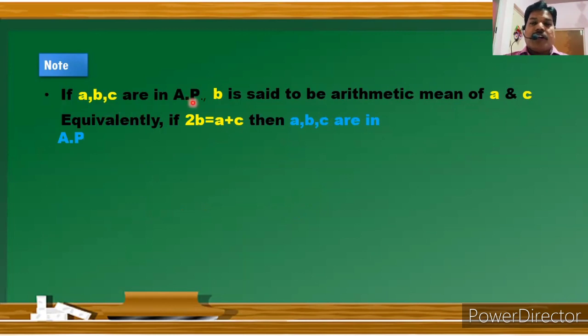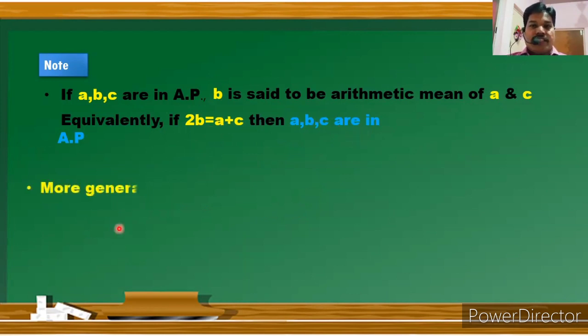If a, b, c are in AP, we can say that b is the arithmetic mean of a and c. And also if 2b is equal to a plus c, then we can take it as a, b, c are in AP. So we can observe that one. If you want to prove that the given three numbers are in AP, then we can prove this one: 2b is equal to a plus c, then we can conclude that the given sequence is an AP.